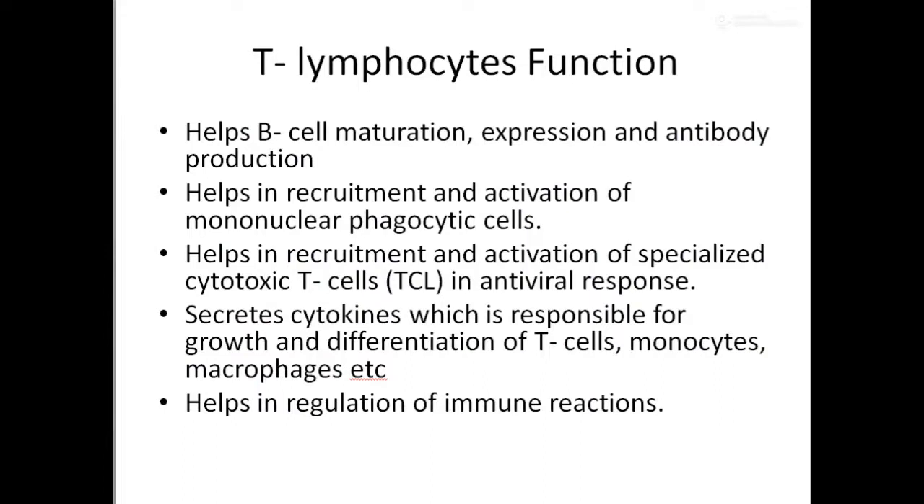The functions of the T lymphocytes: they help in B cell maturation, expression and antibody production, as we had seen the T helper cell is doing. They help in the recruitment and activation of mononuclear phagocytic cells, which mainly include the antigen presenting cells. They help in the recruitment and activation of specialized T cytotoxic cells in antiviral response. They secrete cytokines which are responsible for the growth and differentiation of the T cells, monocytes and macrophages, and they also help in the regulation of the immune reactions.